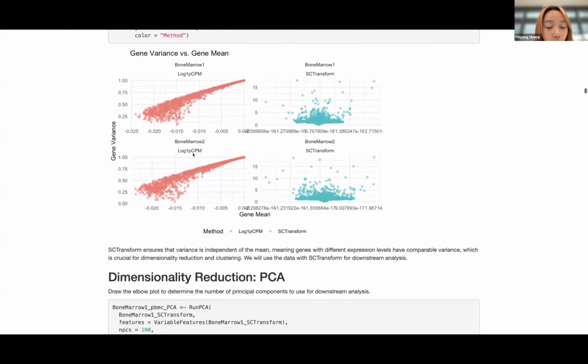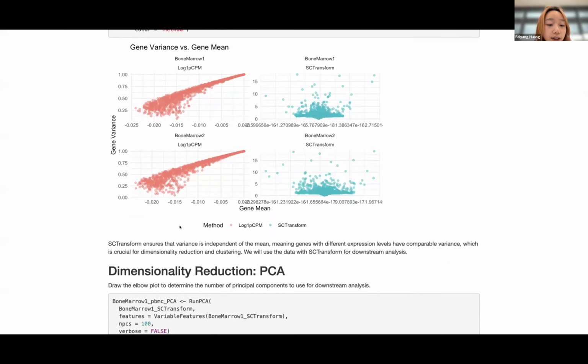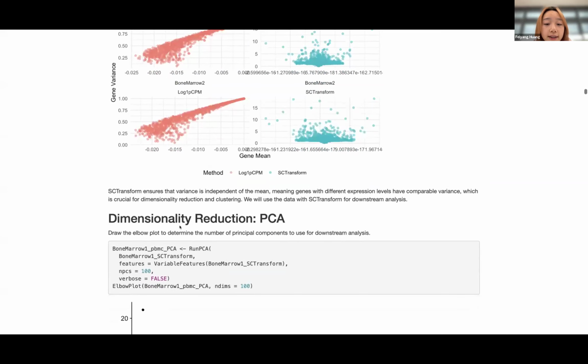So from this plot, we can see that SCTransform ensures the variance is independent of the gene mean. Meaning that genes with different expression levels will have comparable variance, which is important for the dimension reduction and clustering.